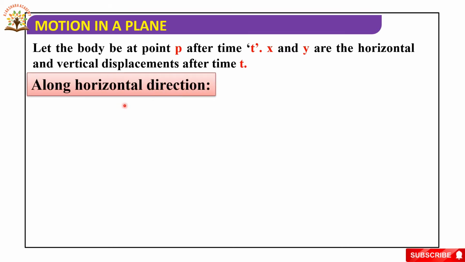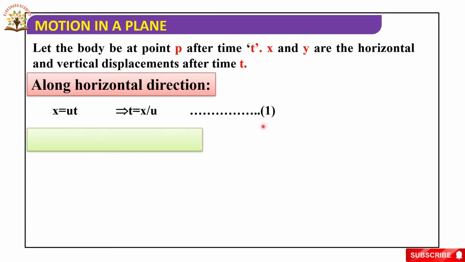So along horizontal direction, x is equal to u into t. Displacement is equal to velocity into time. So from this, t is equal to x by u. This can be written as t is equal to x by u. Let us consider this as equation number 1.